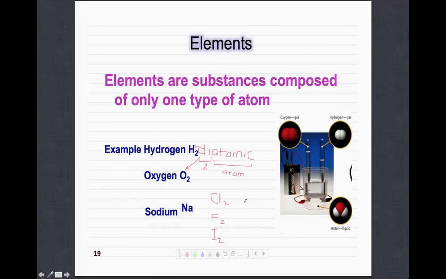That's right. So any element that does not exist as it is, like cannot be just nitrogen out there. It is also an element. Now, what is a compound?